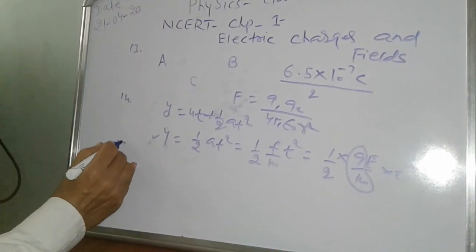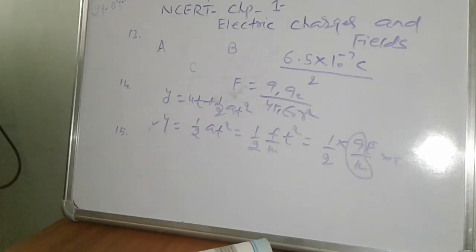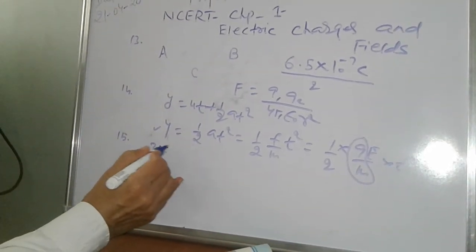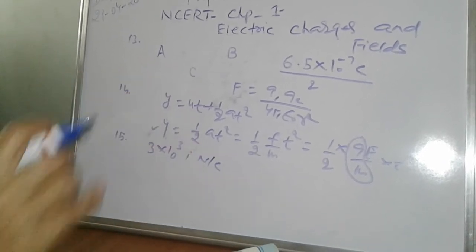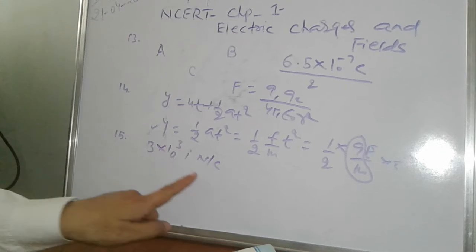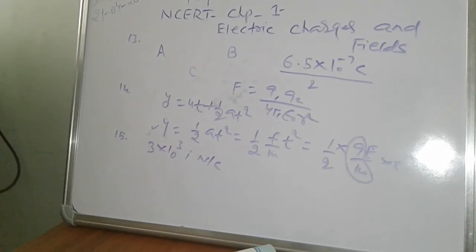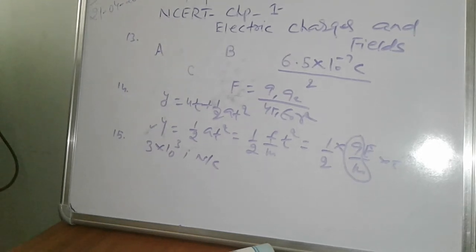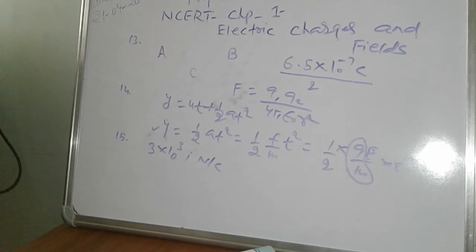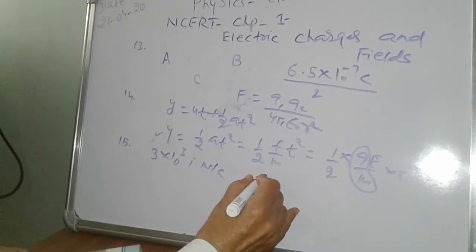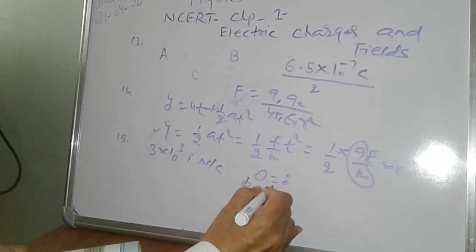Now for question number 15, here the electric field is given as 3 into 10 to the power 3 i Newton per coulomb. That is, it is directed towards x positive, and according to the question, what is the flux of this field through a square of 10 centimeter on a side whose plane is parallel to the yz plane. In this situation theta becomes 0, and applying electric flux phi is equal to E ds.